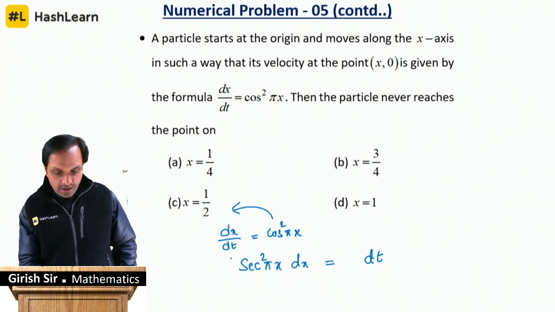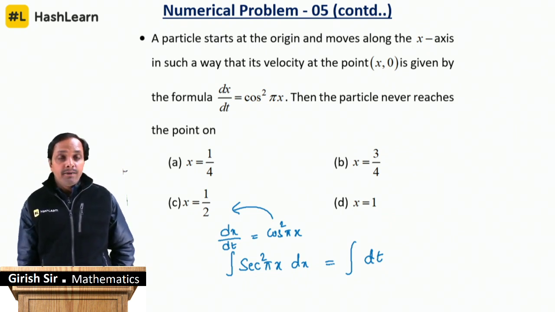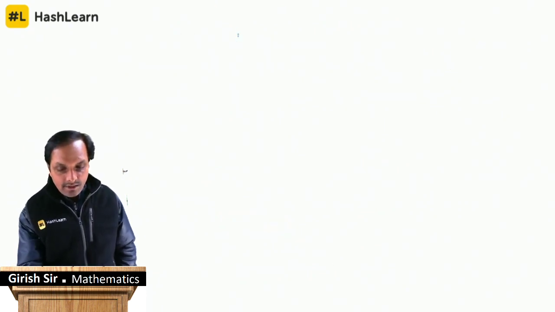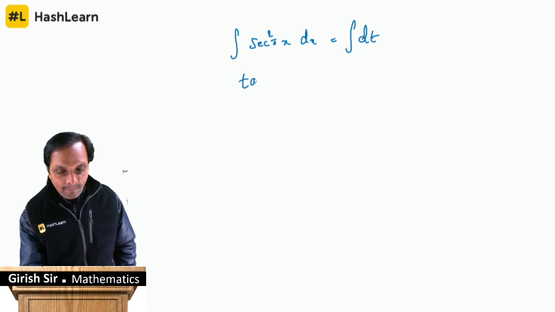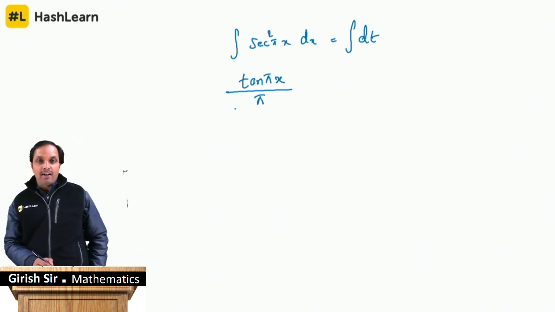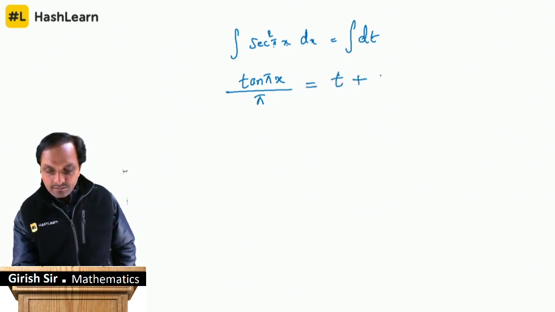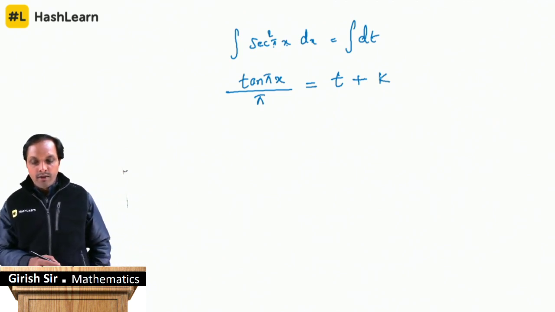ठीक है, we shall integrate this part now क्योंकि secant square integration we know and integration of dt is also we know. What is integration of secant square? Tan. चलो integration of secant square pi x dx, integration dt ये हो गया. Integration of secant square is tan pi into x. You should never forget to divide by pi. pi से divide करना है. क्यों बोले तो here pi into x is the variable. चलो इसके साथ what is integration of t? t is t plus constant k. K is a constant, integration constant. You can write k or c, whatever you want.